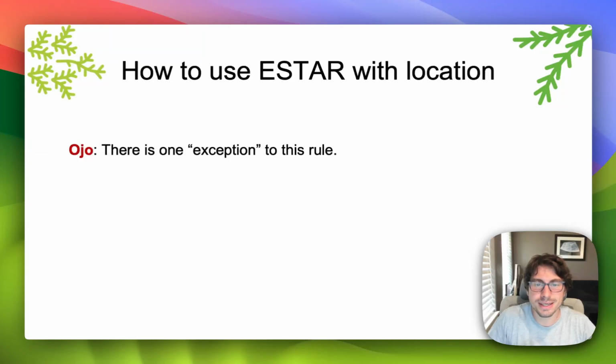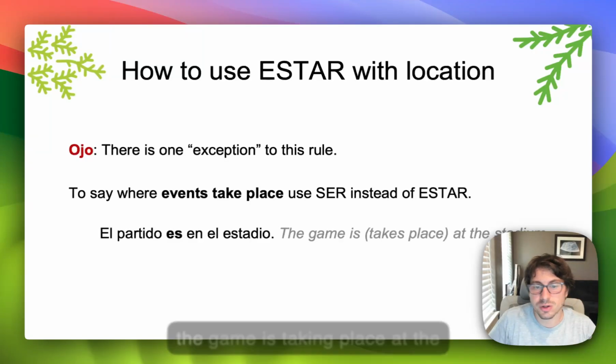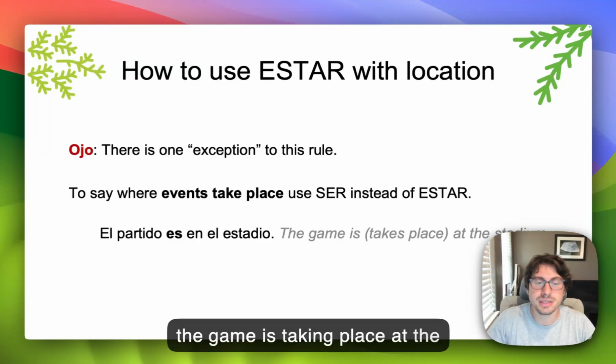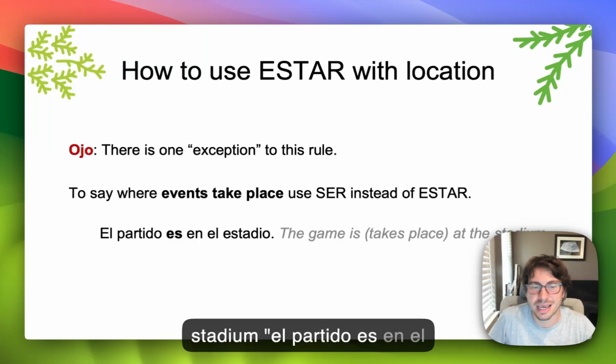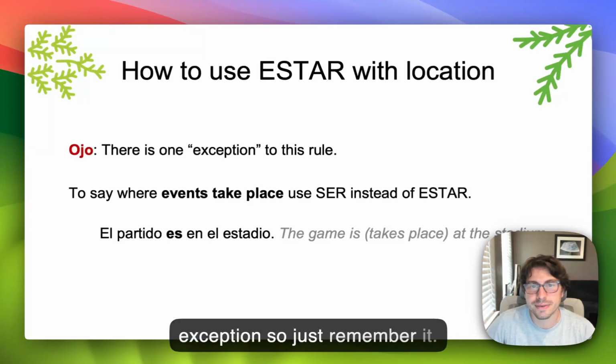Ojo, there is one exception to this rule. To say where events take place, we use ser instead of estar. So the game is taking place at the stadium. El partido es en el estadio. And it's some sort of an exception, so just remember it.